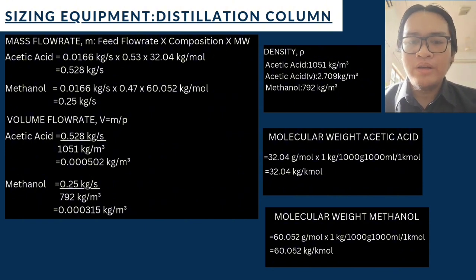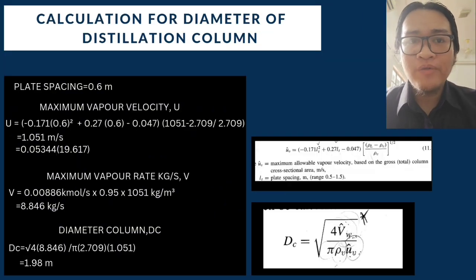After we get the mass flow rate for acetic acid and methanol, we can continue to the next one, which is volume flow rate. The volume flow rate for acetic acid is 0.00502 kg per meter square, and for methanol is 0.00315 kg per meter square. To get a volume flow rate, we need a density for the two components, acetic acid and methanol. But as our main production is acetic acid, we get another information with acetic acid at the very first stage. Okay, we go into the calculation for the diameter of this distillation column.